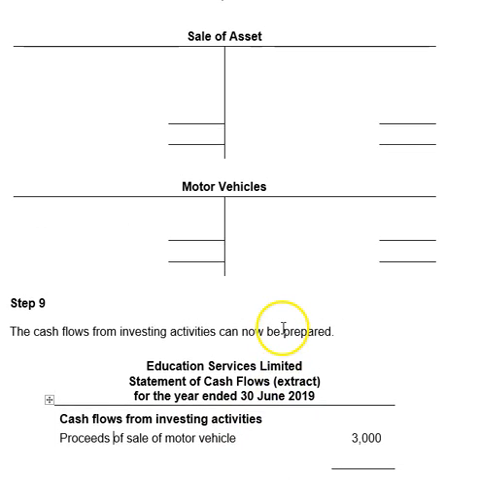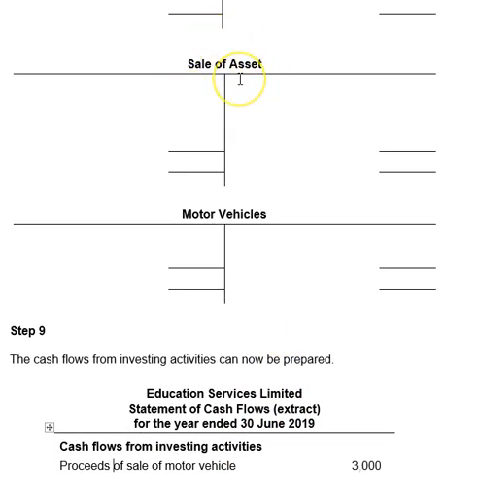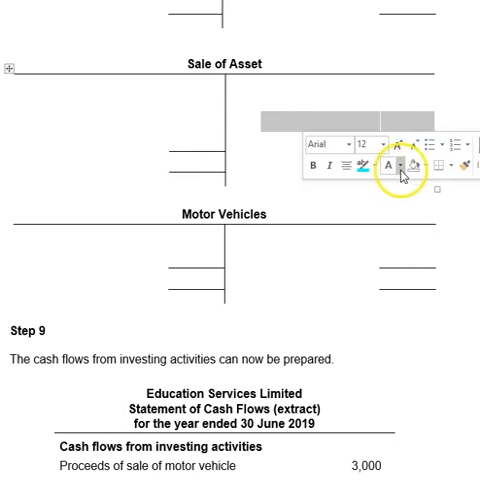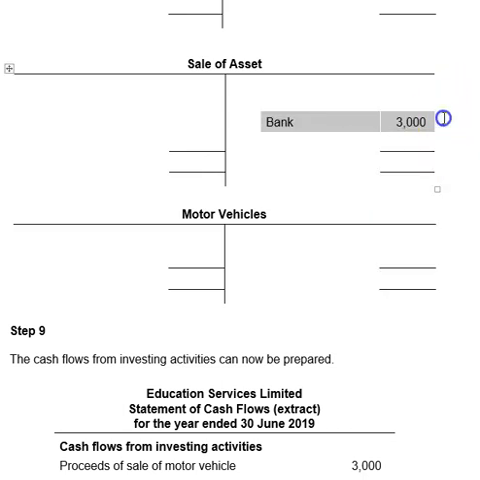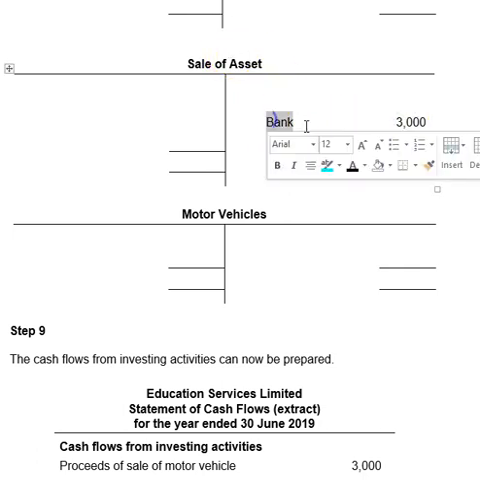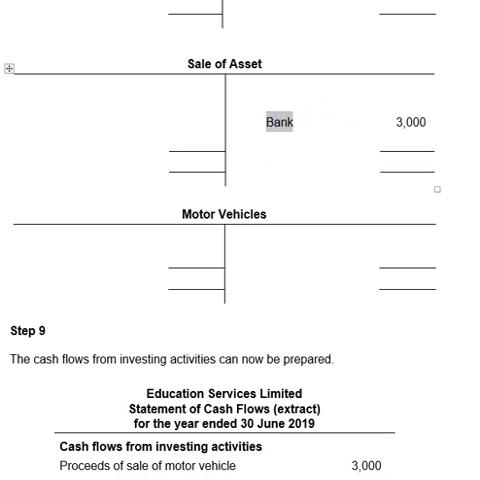At the same time, you can record it in your sale of asset account. You receive cash 3,000 from the sale of asset. So debit bank 3,000 and credit sale of asset 3,000. On the credit side of sale of asset you have 3,000, and the debit side of this transaction will be at cash at bank.